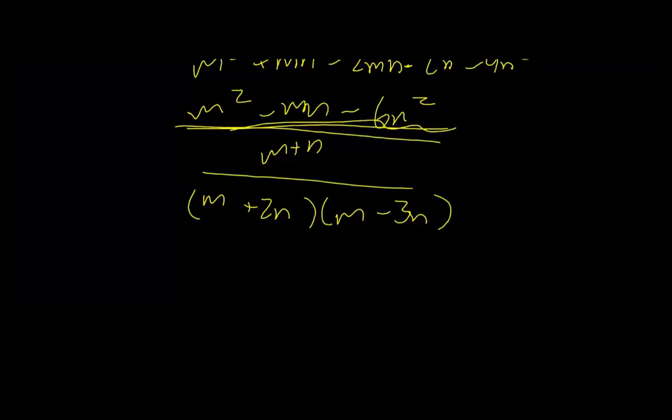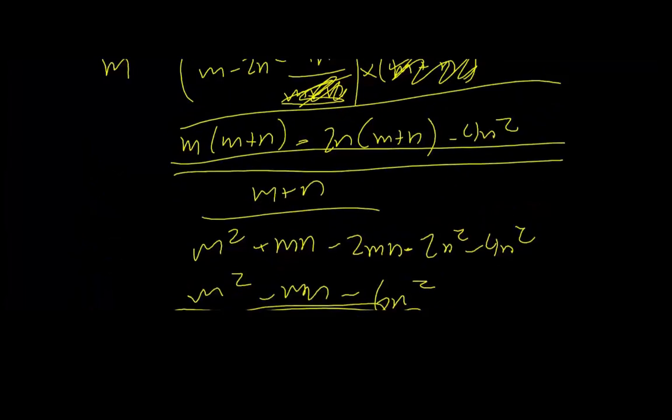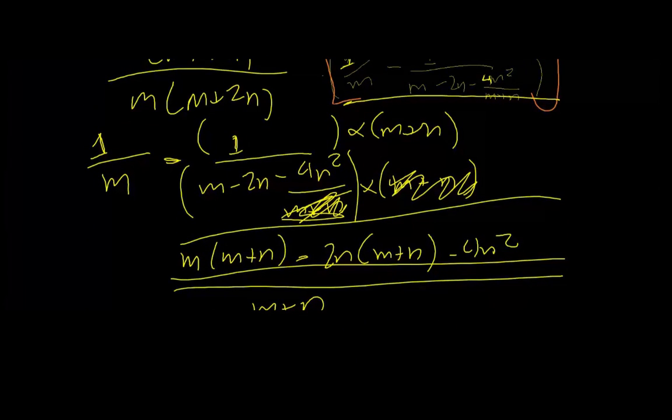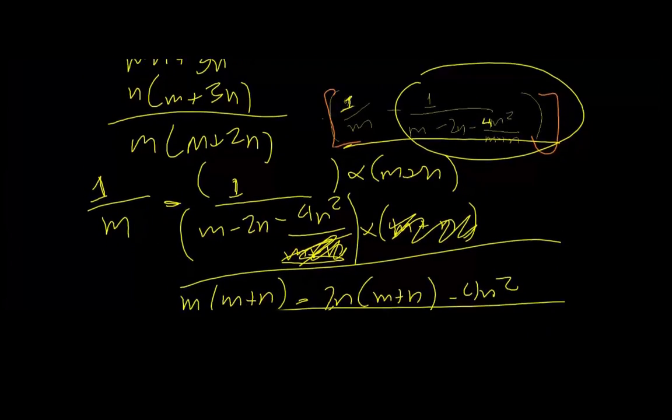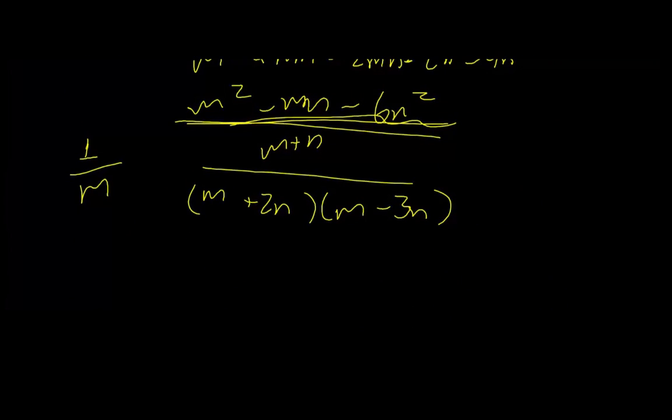So now we've got this, and remember from up here, because we're simplifying the second part, which is this right here, now we have to add that back in. 1 over m, so 1 over m minus this. So first of all, let's do standard fraction solving, which means we do the cross method right here. So 1 times m plus 2n times m minus 3n, that just stays the same.